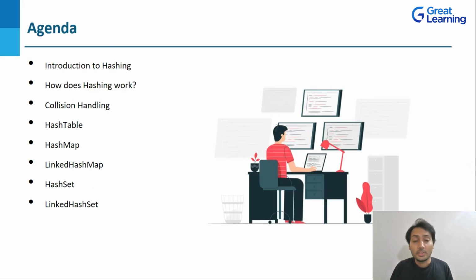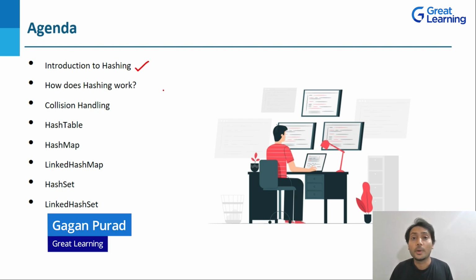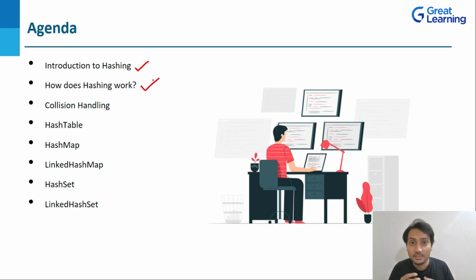So, this is the agenda for this course. First of all, we'll try and introduce you to hashing, and then we'll continue to understand how exactly this hashing works. And next, if any collisions occur during your hashing process, how to handle such collisions? So what are the different techniques to handle such collisions?